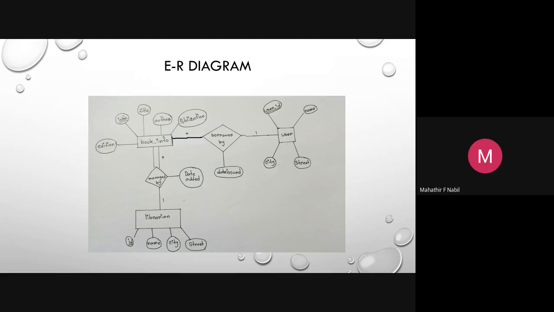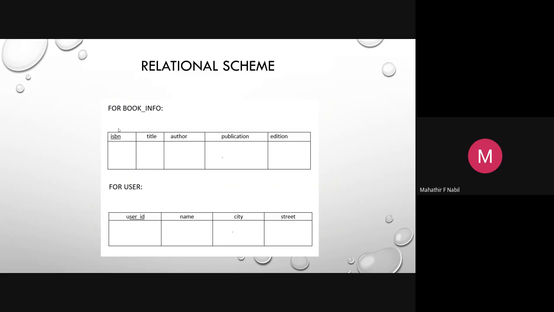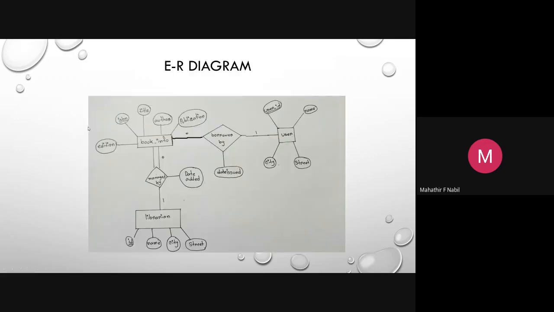So here the primary key is ISBN. All right, then we have all the other attributes related to it. Then for user, the primary key is user ID, because the ID will of course be the unique identifier of that user. Then we have the librarian. For the librarian, the librarian ID is also unique, so that is the primary key.